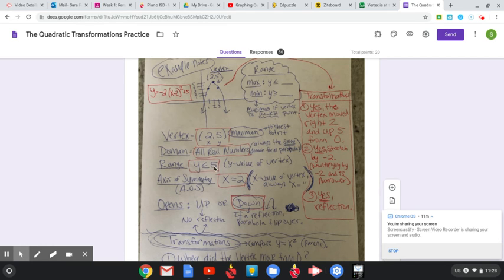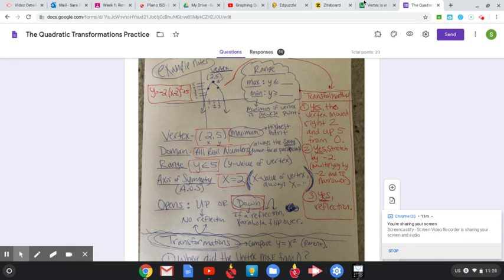Now, range is going to be dependent on if you have a maximum or minimum. If it's a maximum, its y is less than or equal to. If it's a minimum, its y is greater than or equal to. If you have a maximum, you cannot go greater than a maximum. So it has to be less than or equal to.